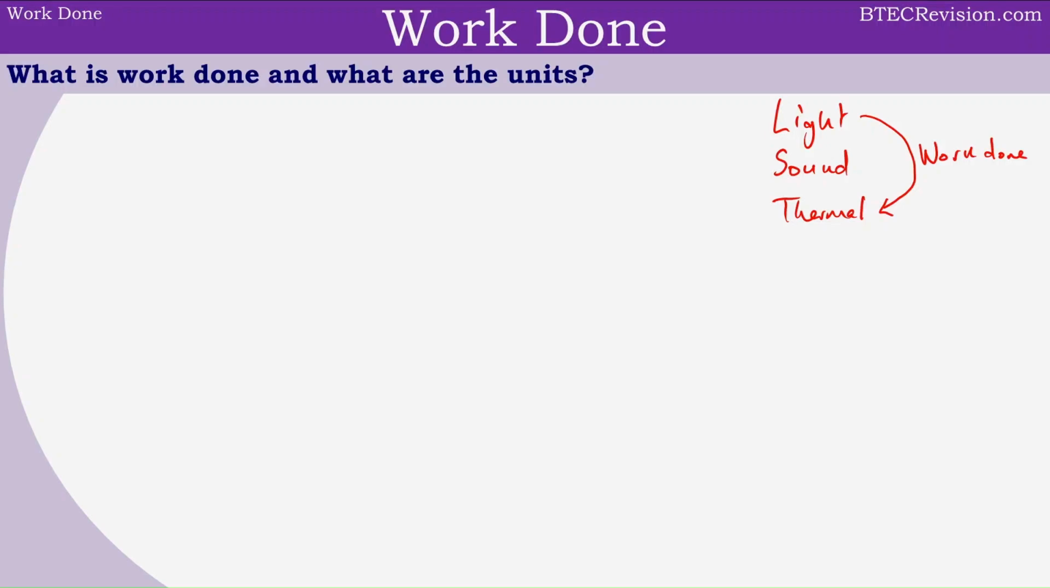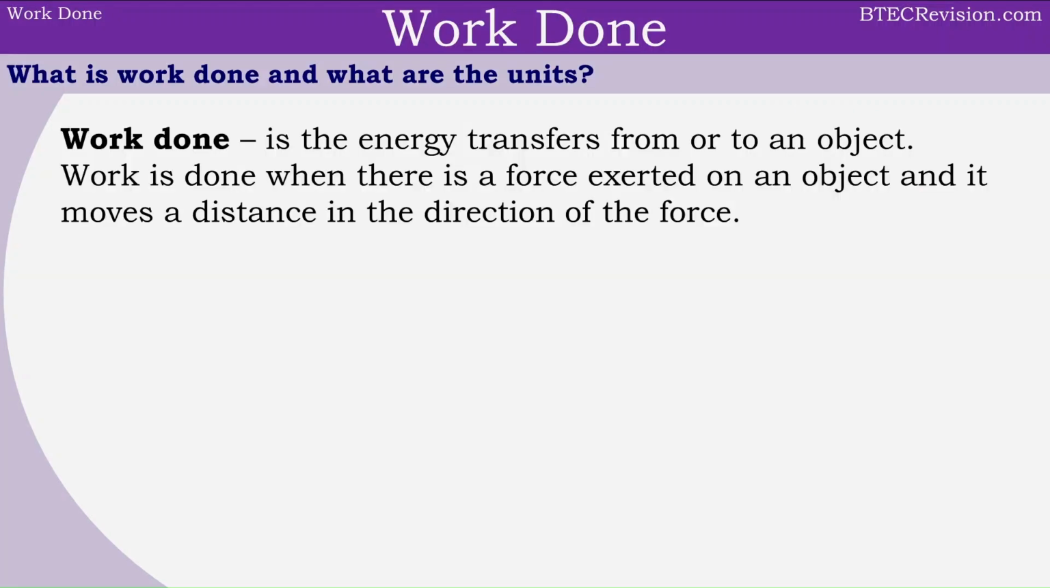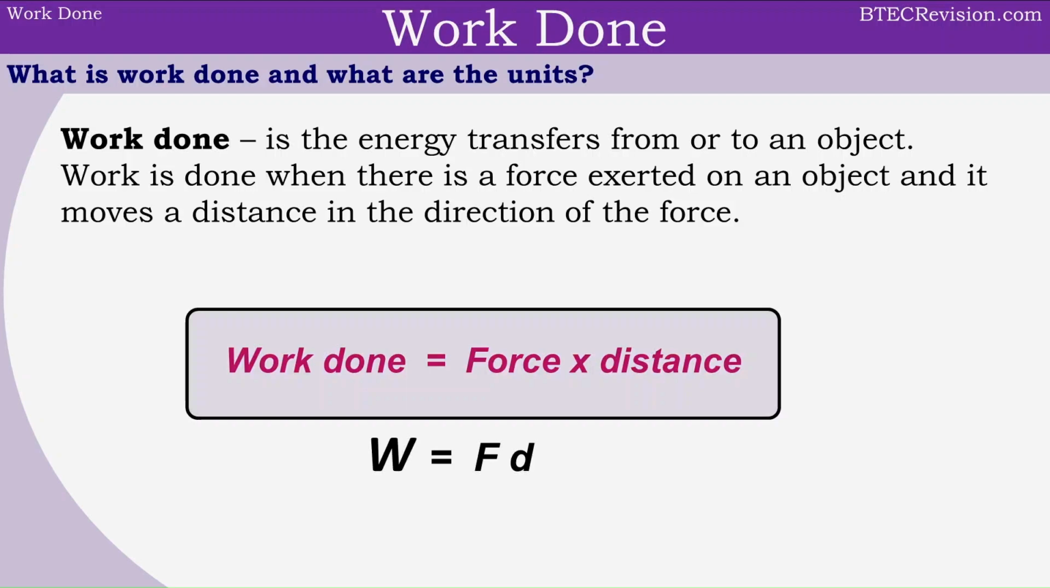Therefore, the units are going to be the same as energy. So the units are joules. Work is usually done when there is a force exerted on an object and it moves a distance in the direction of the force. And we can calculate this through the equation work done equals force times distance. W equals Fd for short. The units for work obviously are joules, as we mentioned. The units for force are newtons, and distance is measured in meters.